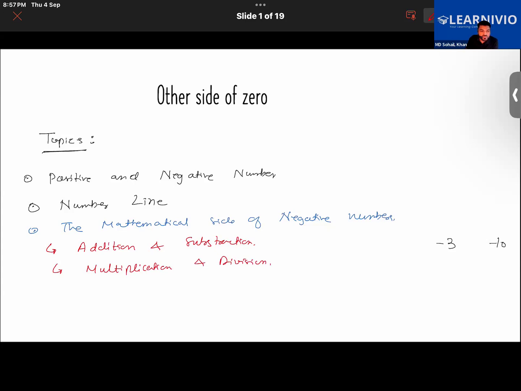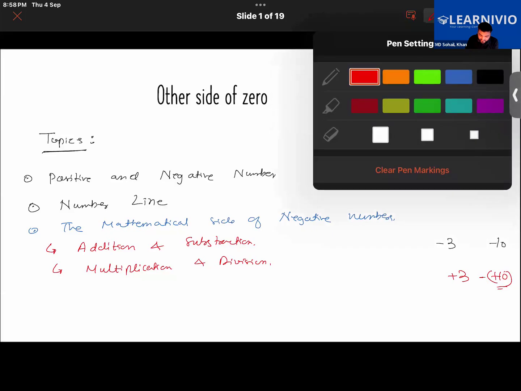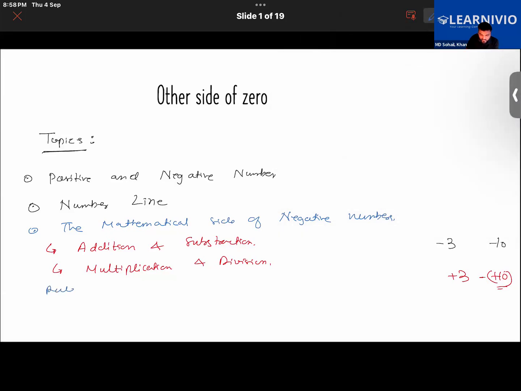What are the rules of signs of addition and subtraction? Like if you have minus, minus, if you have plus, if you have minus, plus, how do we add them? How do we subtract them? So next you'll be learning about the rules of signs in addition and subtraction. Everyone is supposed to write it down, okay?